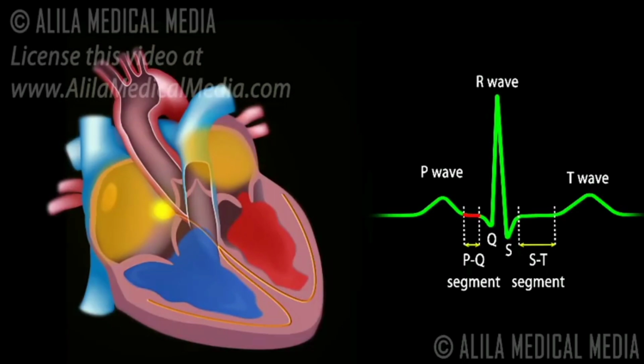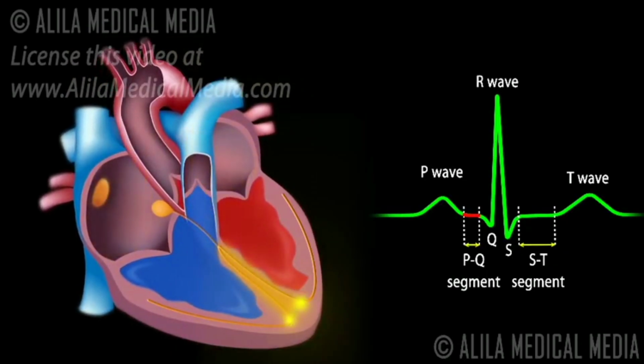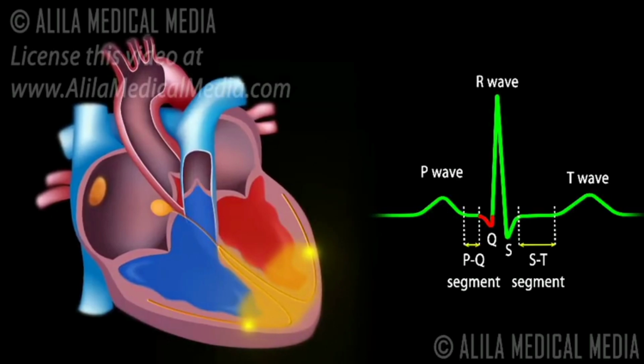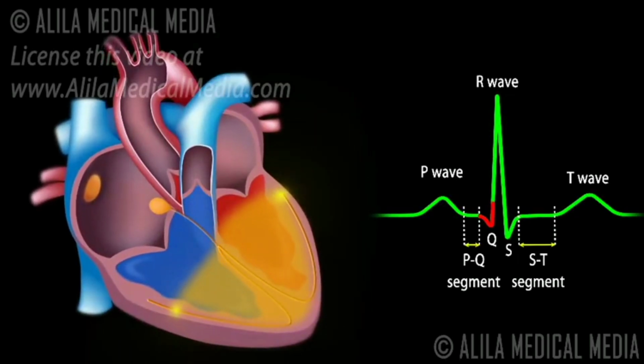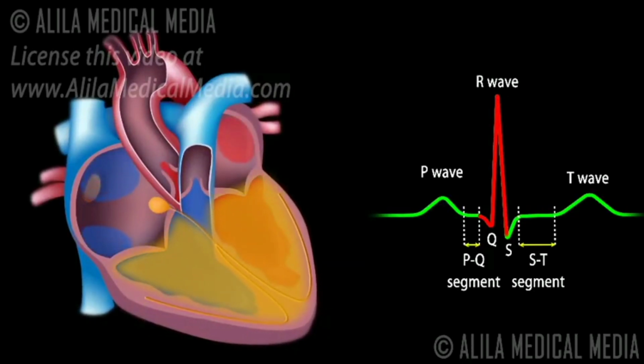The QRS complex marks the firing of the AV node and represents ventricular depolarization. The Q wave corresponds to depolarization of the interventricular septum. The R wave is produced by depolarization of the main mass of the ventricles. The S wave represents the last phase of ventricular depolarization at the base of the heart. Atrial repolarization also occurs during this time, but the signal is obscured by the large QRS complex.